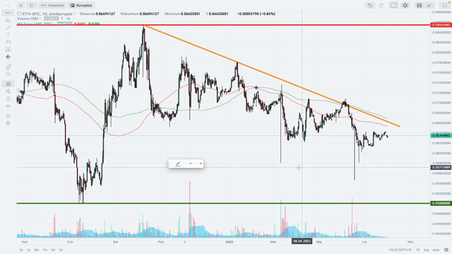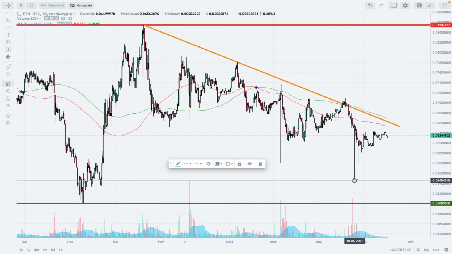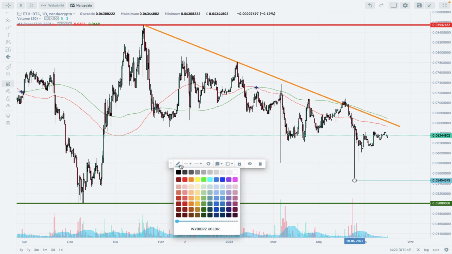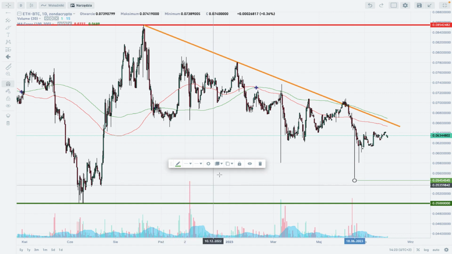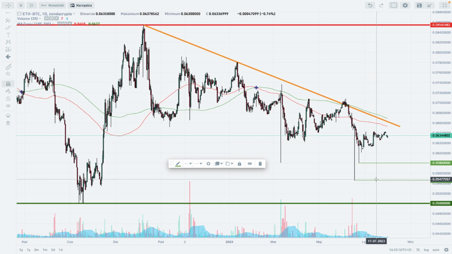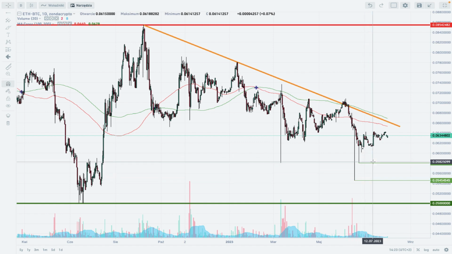What else do we have here? We have the local spike low, let's say, which is located at the level of 0.054 basically. So this is the spike low. Let's make it green, and we got another spike low, of course, just after the first one, 0.058.